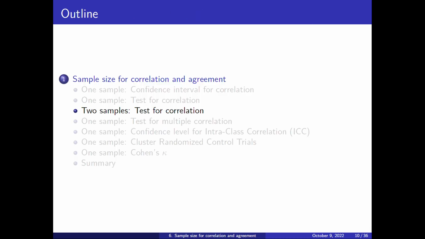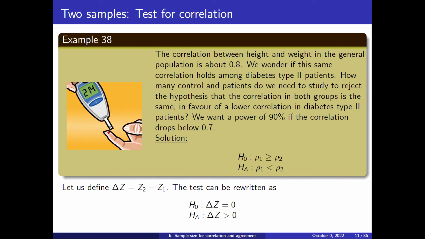What if we have two samples? Let's say that the correlation between height and weight in the general population is about 0.8, but we wonder if that correlation holds among some kind of patients, in this case type 2 diabetes. Maybe in these patients the relationship between height and weight is somehow distorted, and so we wonder if in these patients the correlation is smaller than in the general population, and we want to have a power of 90% if it drops below 0.7.